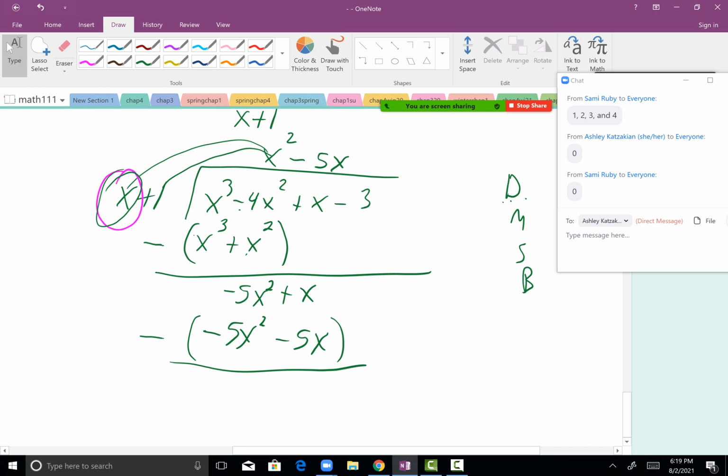All right, so the negative 5, this negative cancels, so that goes. So then I have x minus a negative 5. Well, that's the same as adding, so that's a 6x. And then I'm going to bring down this 3. And guess what? I've got to repeat again.